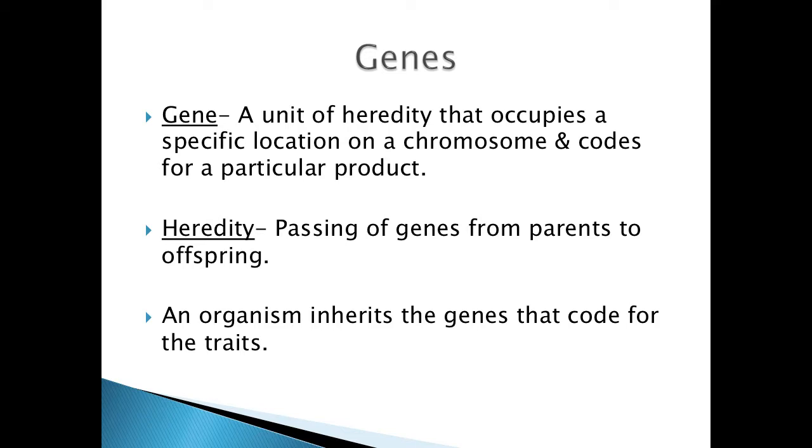A gene is a unit of heredity that occupies a specific location on a chromosome and codes for a particular product. Heredity is the passing of genes from parents to offspring. So this is where you get your genes from your parents, and your parents got them from your grandparents, so on and so forth. That is heredity. An organism inherits the genes that code for the traits.